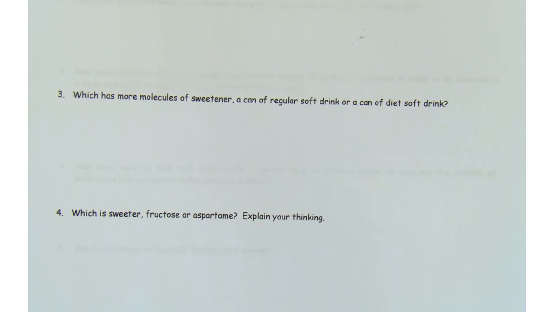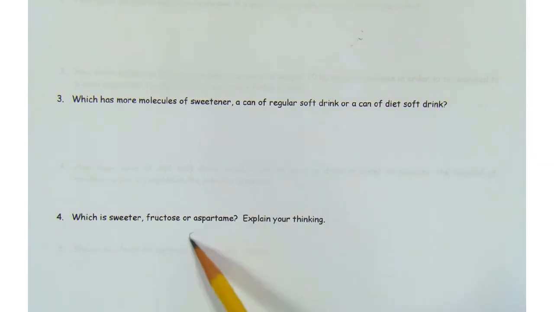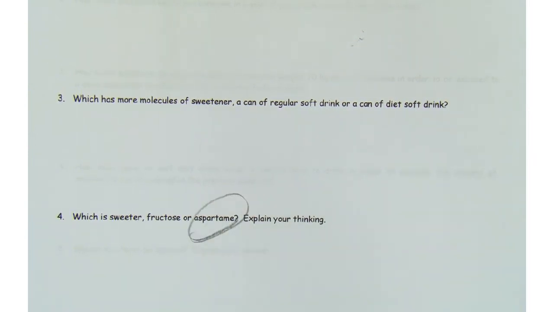Question 4 says, which is sweeter, the fructose or the aspartame? Well, you don't need as much aspartame to make the diet soda as sweet. So aspartame would be the sweeter molecule, and then it just asks you to explain that out.